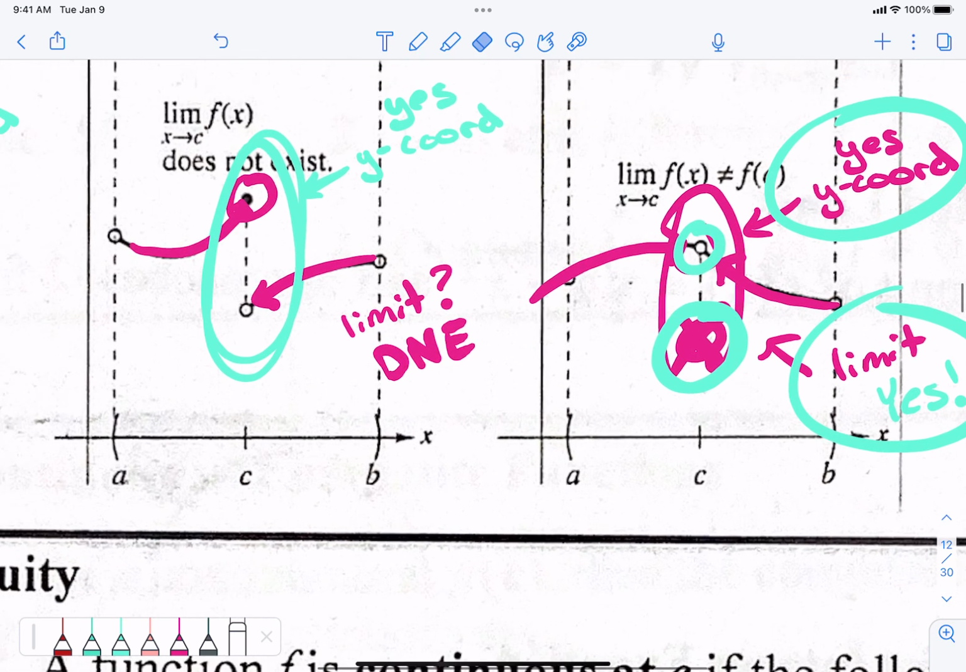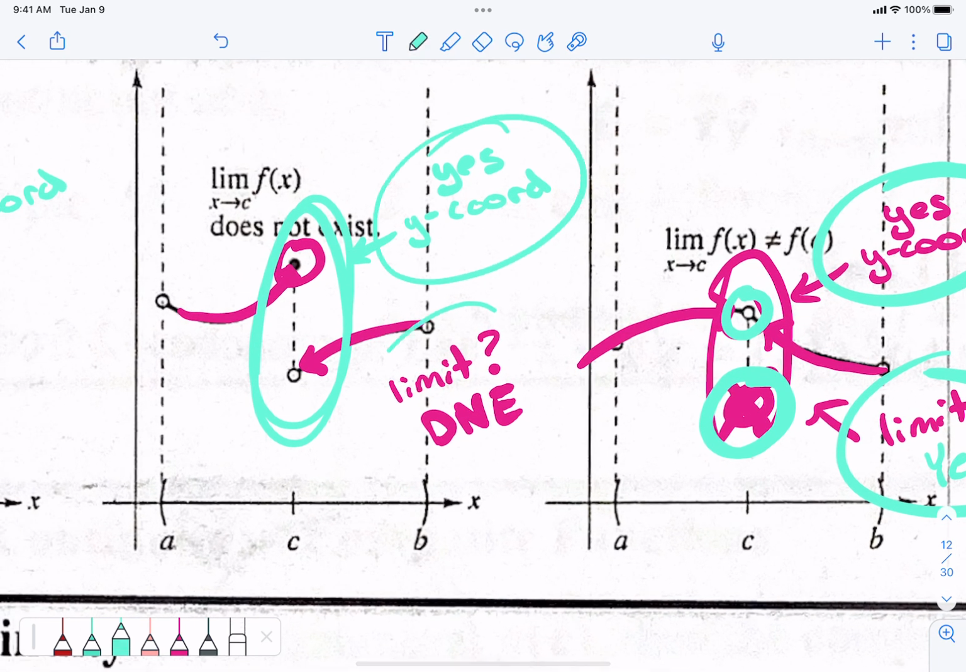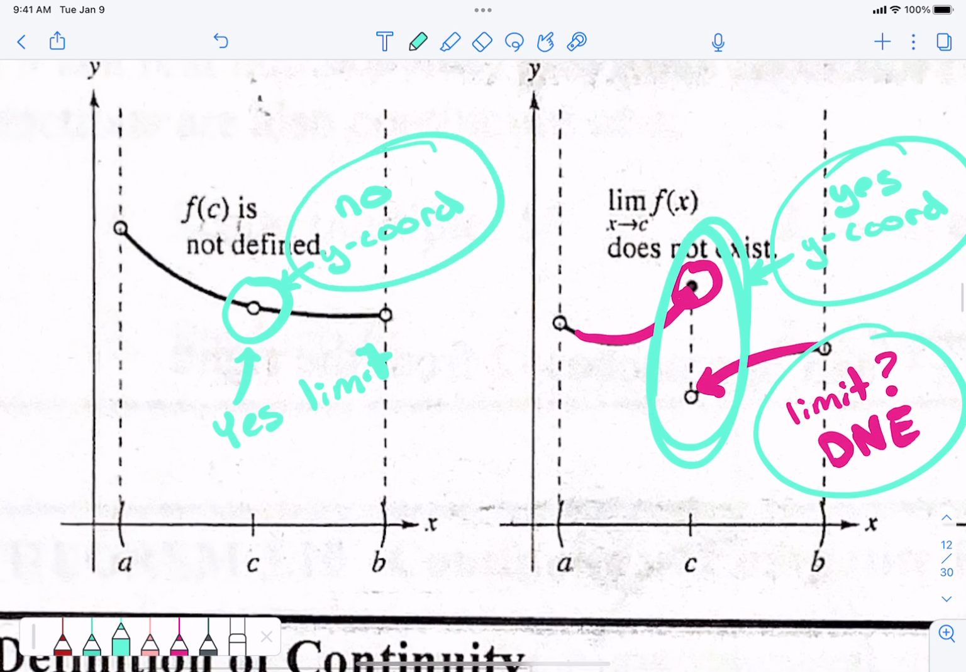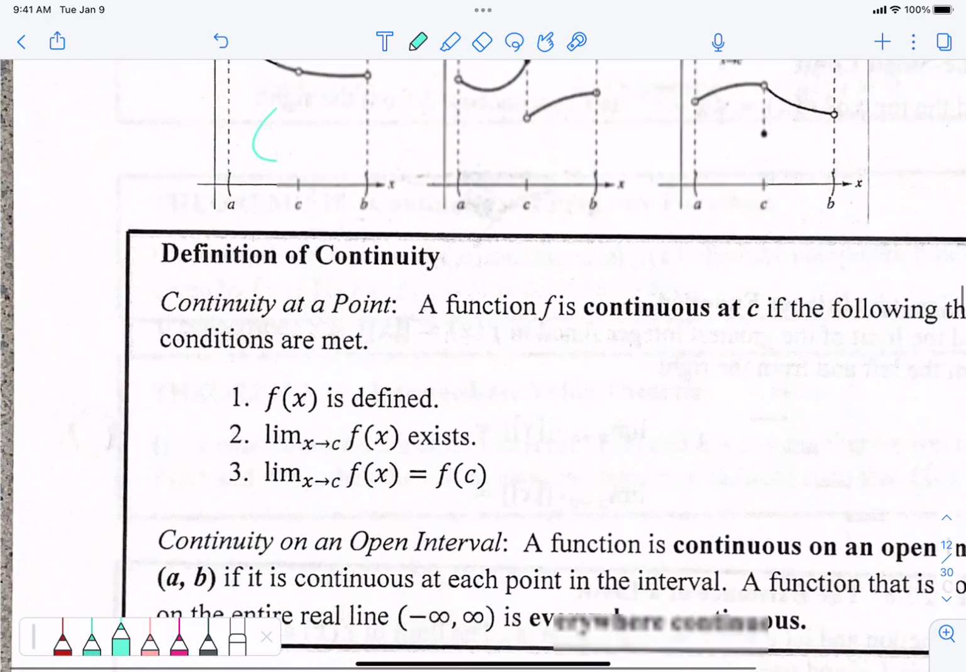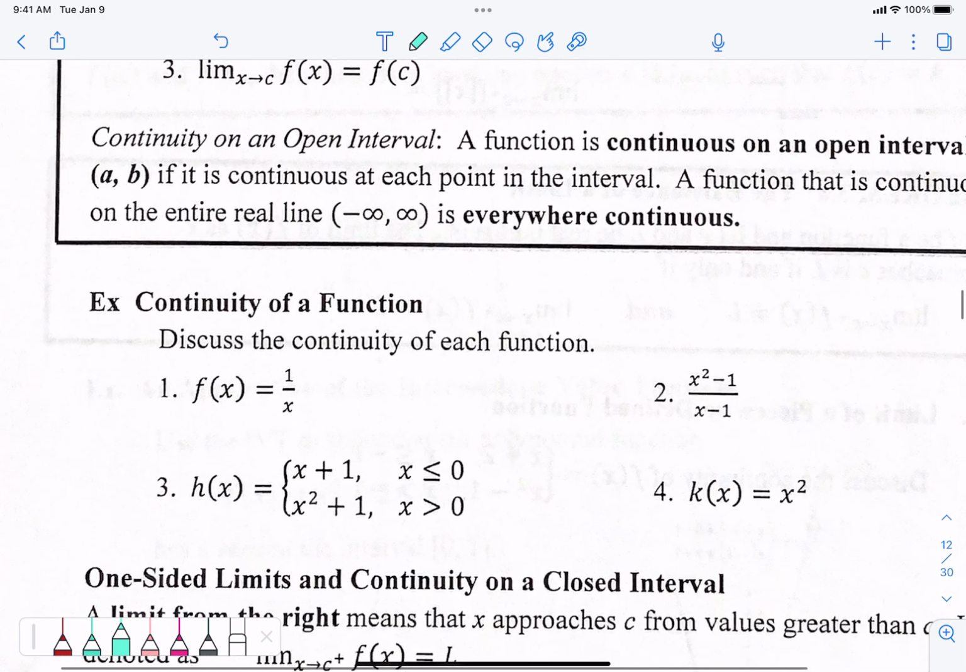Ooh, let me go back. Yes a y coordinate but no limit, okay? And then you can have no y coordinate but yes limit, right? That's how that works. Okay, we're gonna talk about, let's go down here.